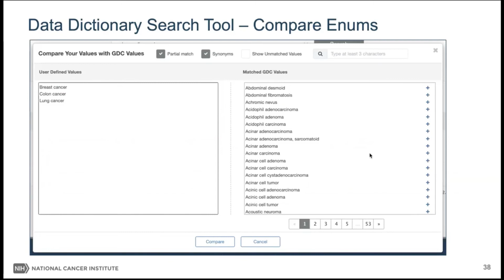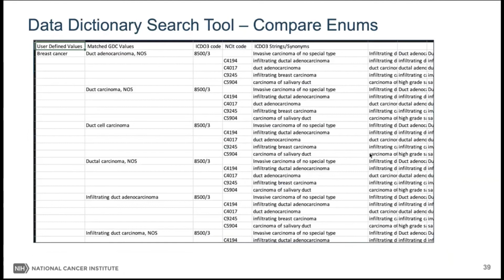At the top, I can select whether partial matches or synonyms are okay. And once I had all my values there, I would click the compare button on the bottom. And this would bring up a comparison between the user-defined values and the matched GDC values. And as you probably guessed, there's usually a one-to-many relationship that happens here because in this case, I gave a very general term, breast cancer.